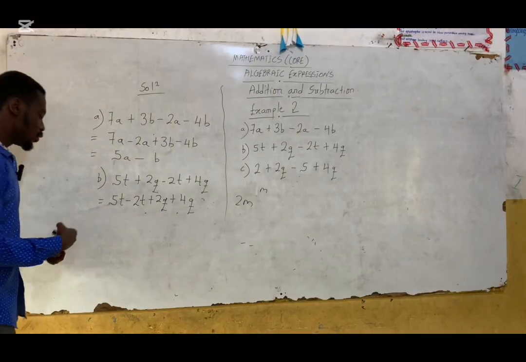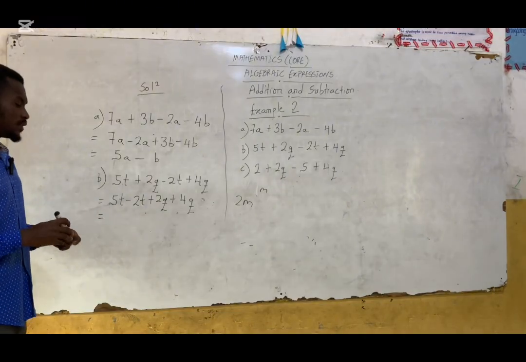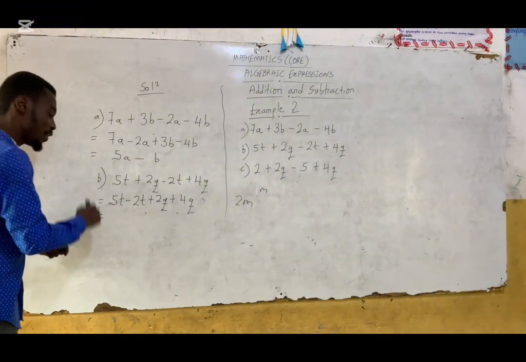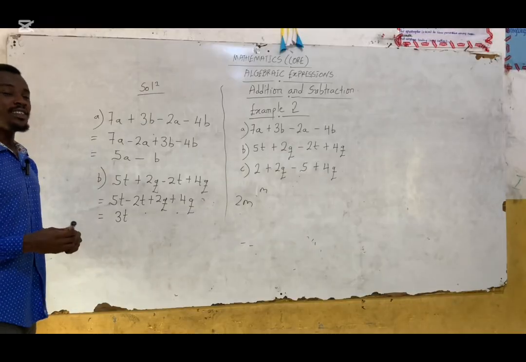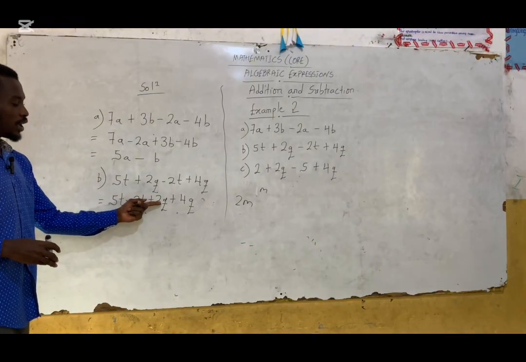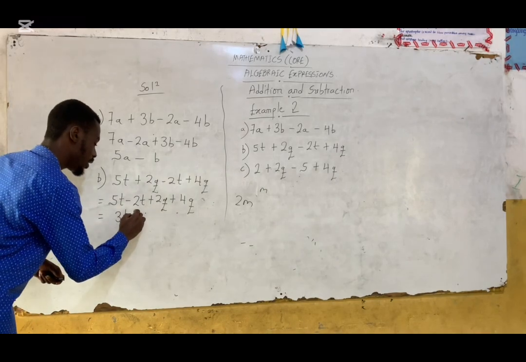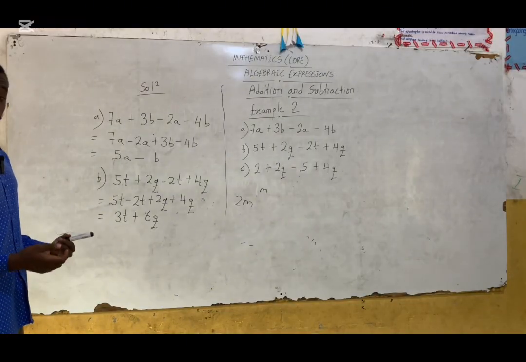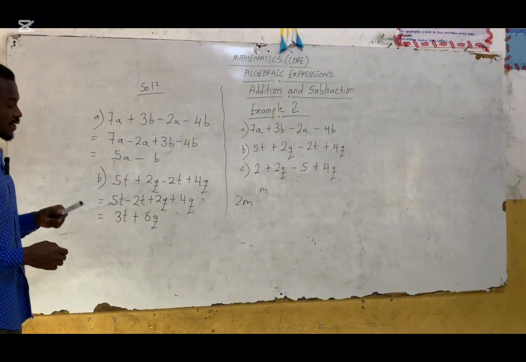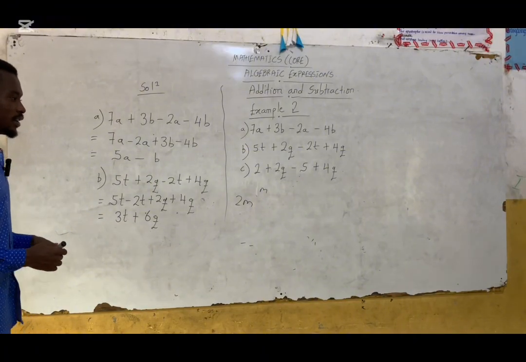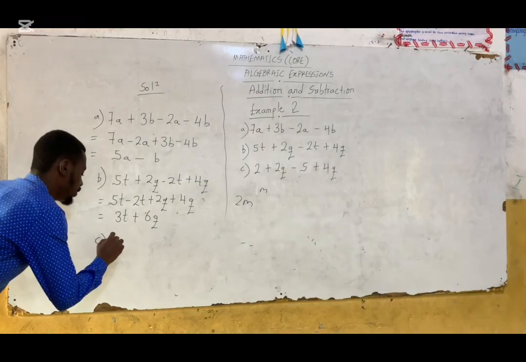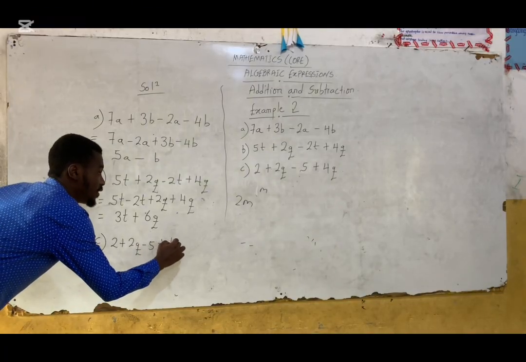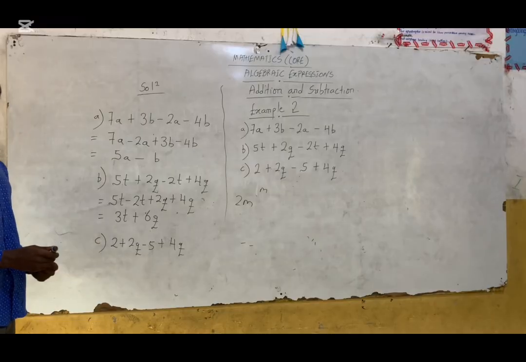Are we done grouping like terms? Yeah, we are done. So 5t minus 2t. We have 5 teleportation machines minus 2 teleportation machines. We are going to have 3 teleportation machines. Are we okay? We have 2q plus 4q. We are going to get 6q. Are we okay? That is all because you can't simplify further. If you had the first one, congratulations. If you had the second one, congratulations. Now for the last one, we have 2 plus 2q minus 5 plus 4q. We have a raw number, that is a constant, right?